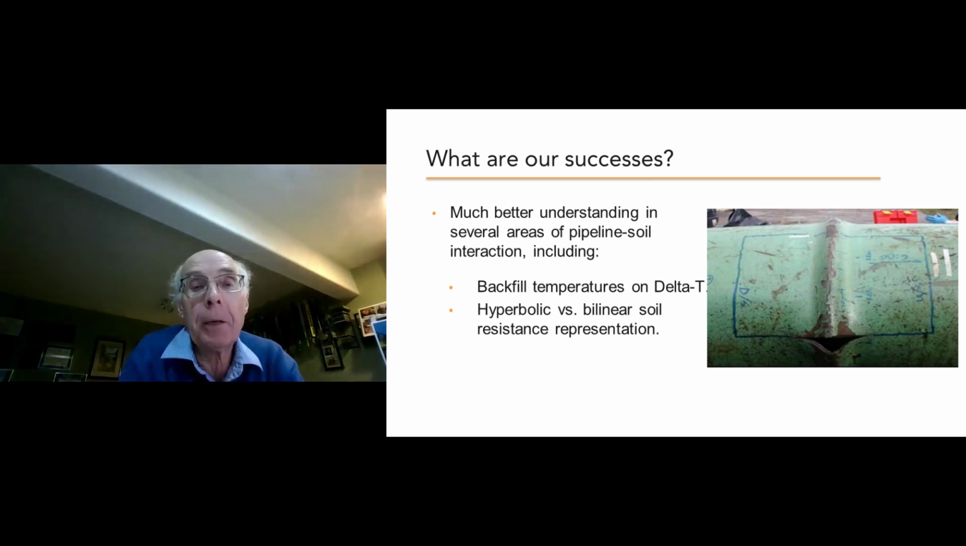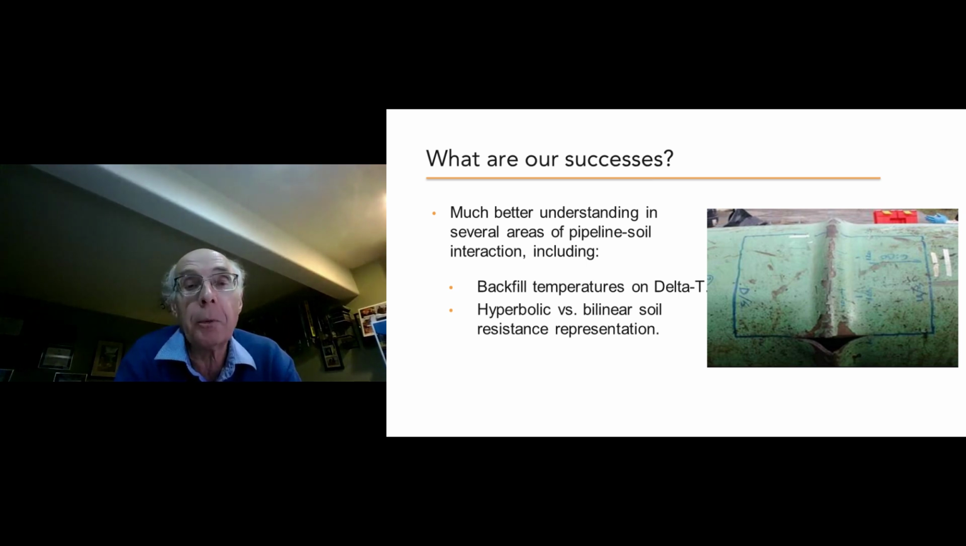we have a better understanding of the backfill temperatures and their effects on the so-called delta T, which is the difference in temperature between what the pipeline was installed at and what it's going to operate at. Often a delta T will induce some thermal expansion in the pipeline, and that needs to be accounted for in the design. We've developed areas looking at, for example, for beam elements and the springs, rather than using a traditional bilinear soil resistance representation, we could use a hyperbolic soil representation, and I'll give some examples of that in a moment.